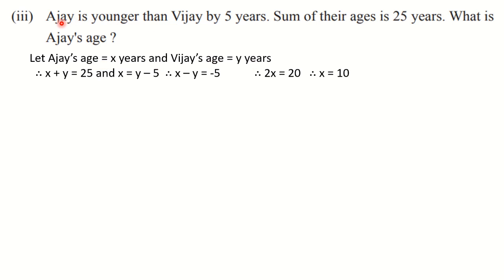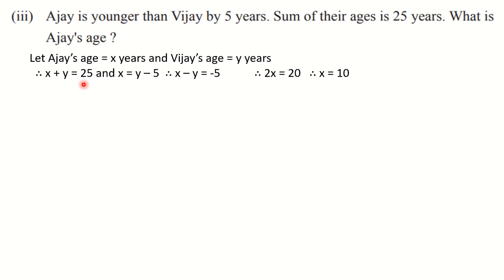Now here you can see two conditions. This is the first condition and this is the second condition. I am making use of the second condition first. The sum of their ages is 25 years. So I can write x plus y is equal to 25. And then I make use of the first condition. Ajay is, means what? x is equal to. And younger than Vijay by 5. Younger means less, so minus. y minus 5. If we write it properly, we get x minus y is equal to minus 5.